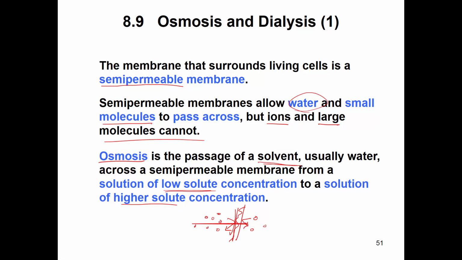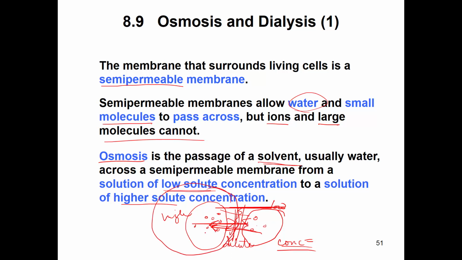So if they can't pass through that membrane, the water is going to pass from this side to this side, from the low concentration to the high concentration. What it's trying to do is dilute it so that the concentrations will be equal. If it's less dilute on this side, the water will have to move to that side and make this have a bigger volume until both sides have the same concentration.